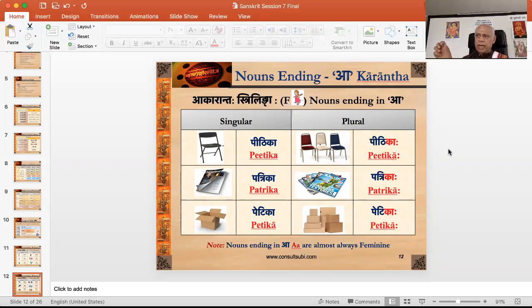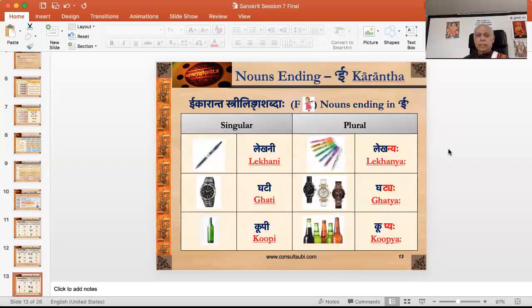So for those nouns which end with a, it is very simple to make a plural by just saying aha. Okay. What about ikaranta? Most of these are feminine gender, they end, as I told you, in e. I gave you examples in one of the previous lessons that most names also end in e. Parvati, Meenakshi, Kamakshi, these are all ending in e, right? So here the end is a little different.